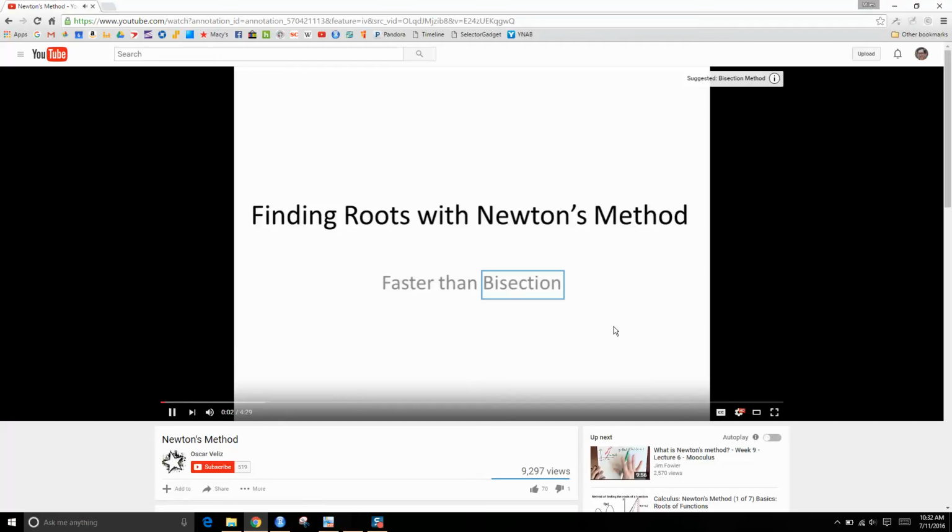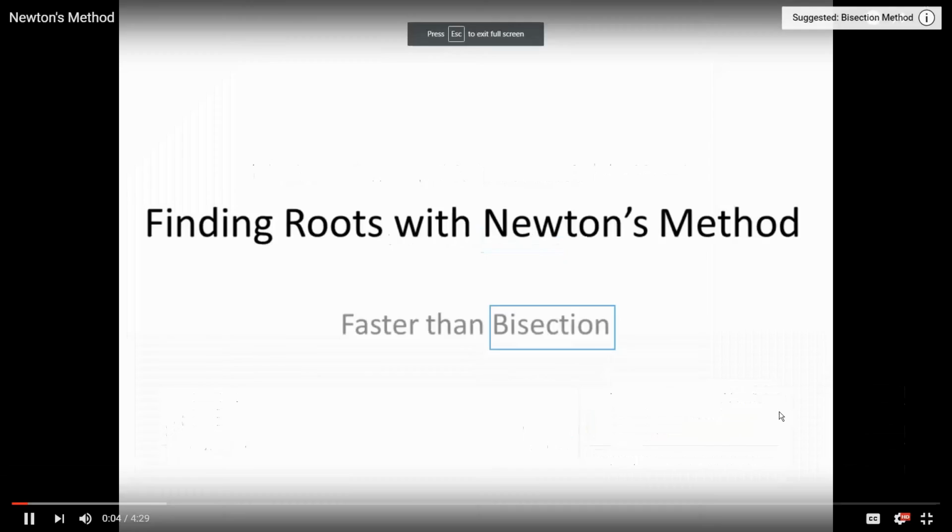Hello Internet, Oscar Release here, showing you how to find roots using Newton's method. And Newton's method is a really neat algorithm that's a lot popular.